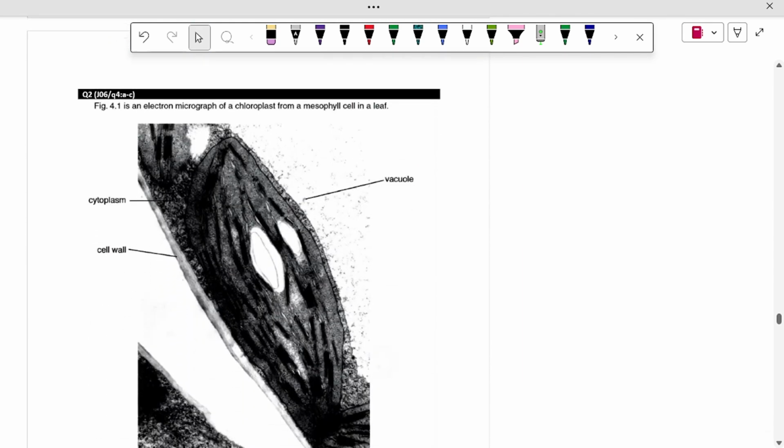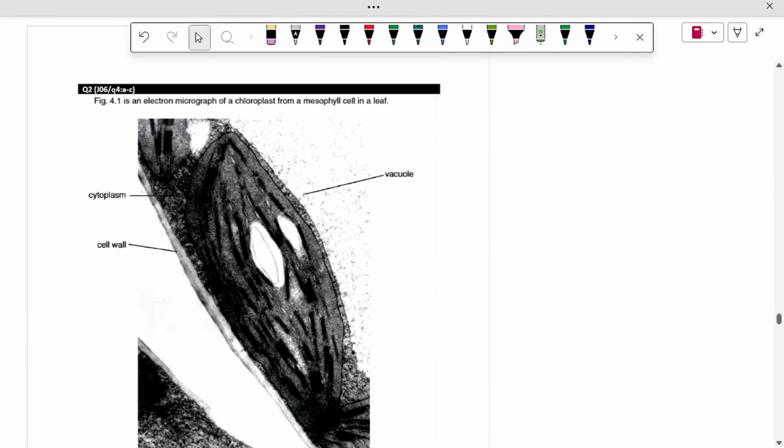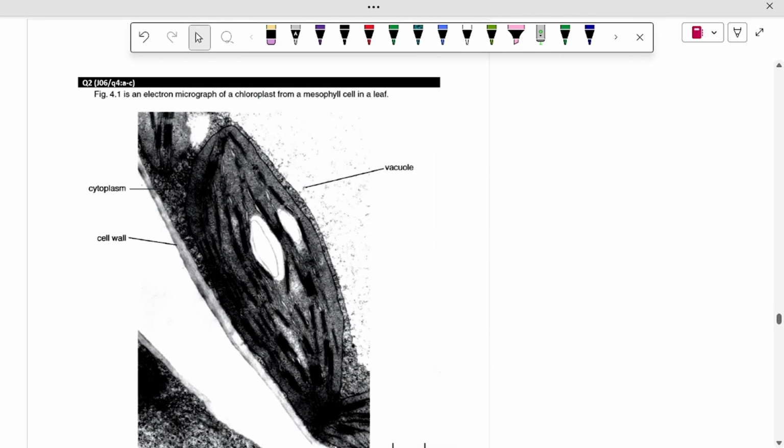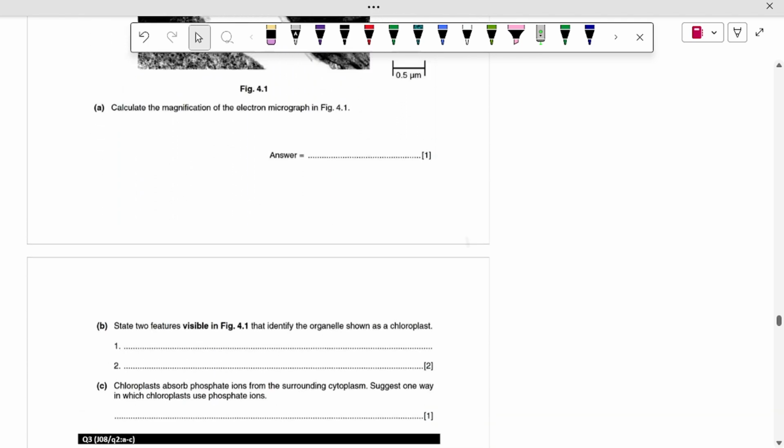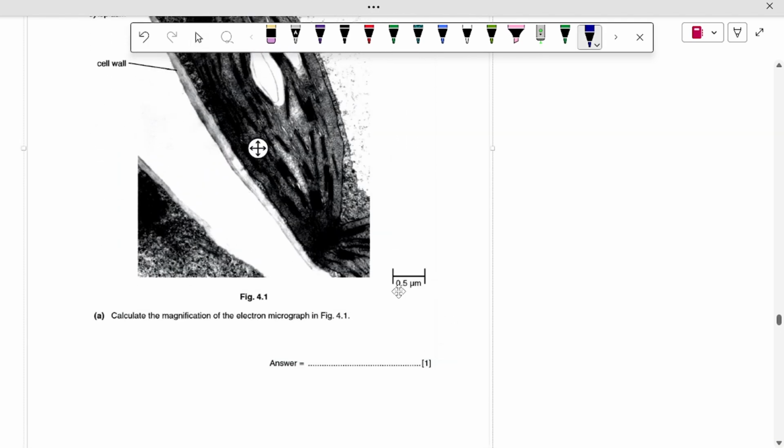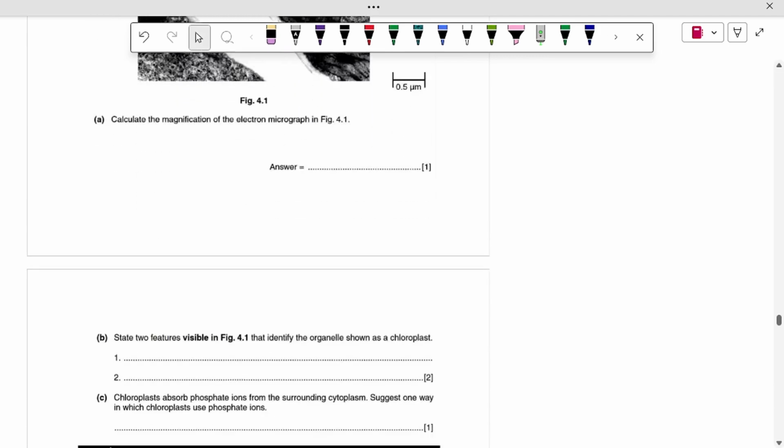So let's see. Question number 2 says figure 4.1 is an electron micrograph of a chloroplast from a mesophyll cell in a leaf. Calculate the magnification we cannot do, but let's see किस तरह होगी. ये रही आपकी actual. इसको आप measure करोगे, this will give you your image size. तो आपको एक quantity पता चल जाएगी. Let's say this is 1.5 centimeter. 1.5 centimeter is equal to 0.5 micrometer. तो इस तरह करके you're going to cross multiply and then you're going to find out the magnification.